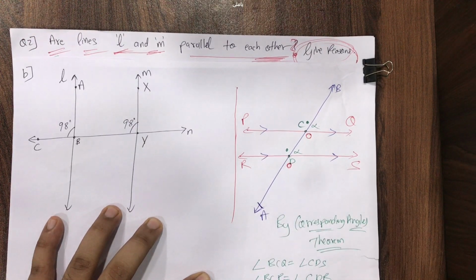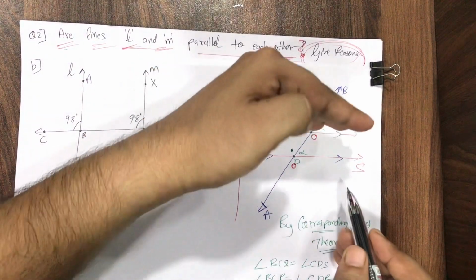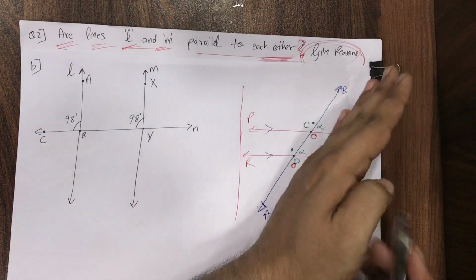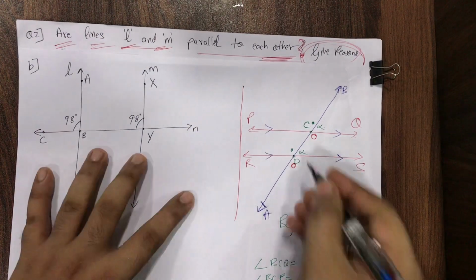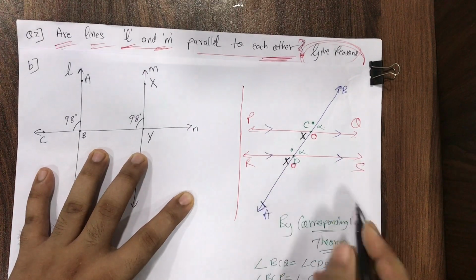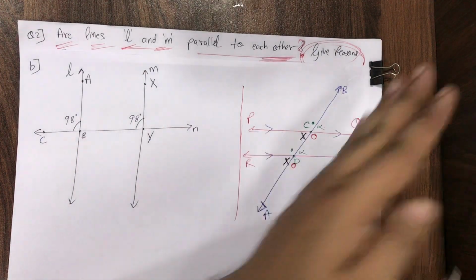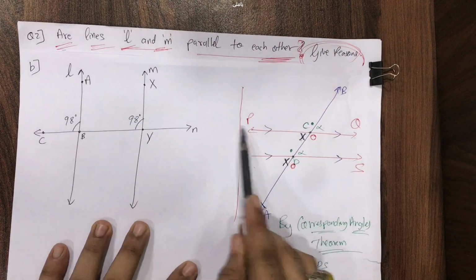I'll write SDA, angle SDA. Similarly, those two angles which are below the lines PQ and RS, but on the left hand side. Now on the left hand side, I'll mark a cross, this and this. These crosses are on the left side of this transversal, and both are below this line and below this line.